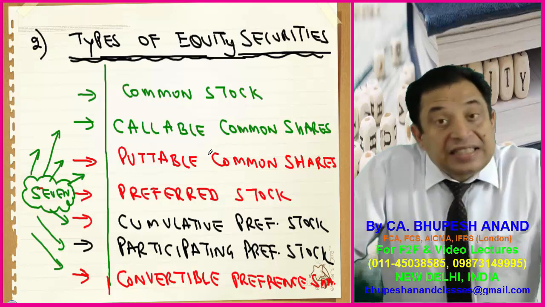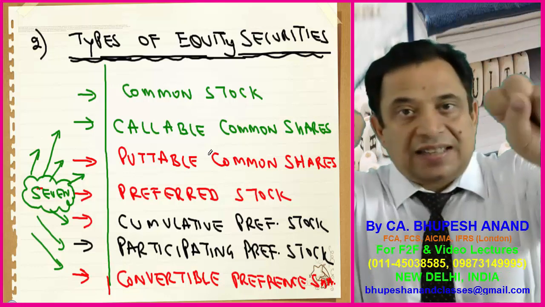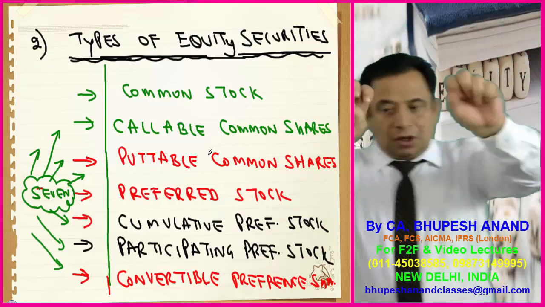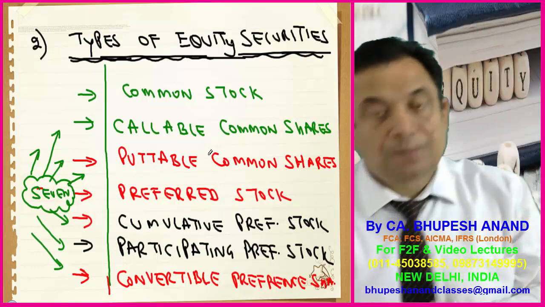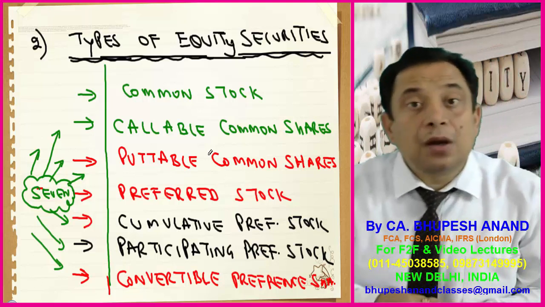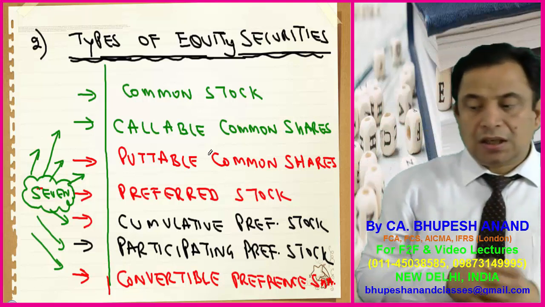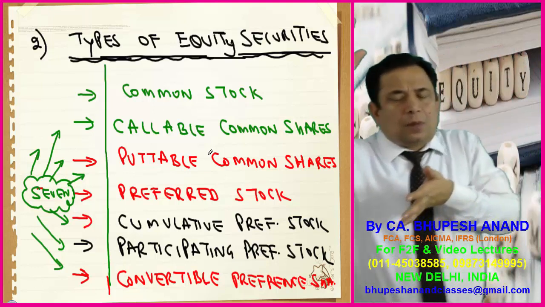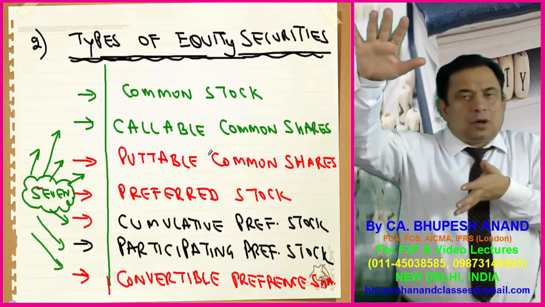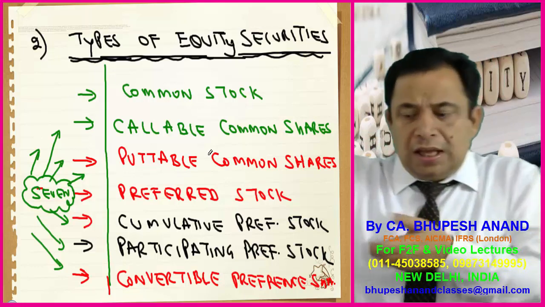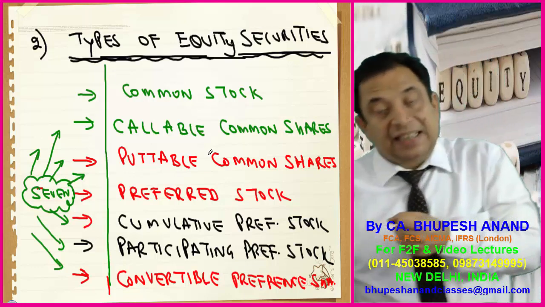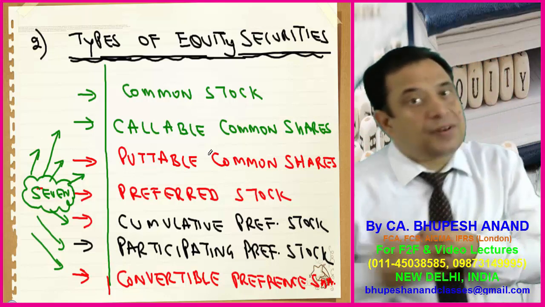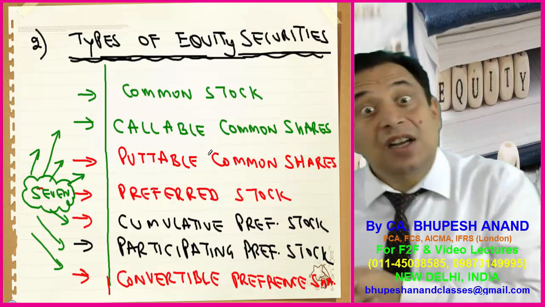There are 7 types of equity securities. One is common stock. Second is callable common shares. Third is putable common shares. I will be discussing that. What is the meaning of common stock, callable common shares, putable common shares, preferred stock, and then the categories of preferred stock: cumulative preferred stock, participating preferred stock, and the last is convertible preferred stock.